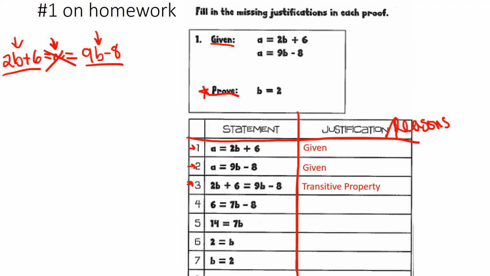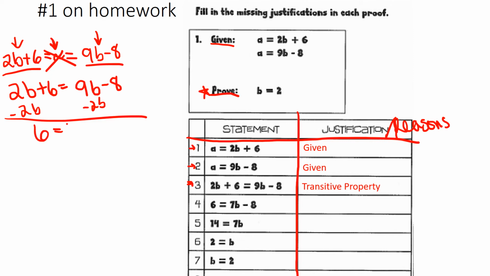Then in our next step, they did 6 is equal to 7b minus 8. So we are now at 2b plus 6 is equal to 9b minus 8. Well, it looks like they subtracted 2b from both sides, so they got 6 alone, and they had a 7b minus 8. So I'm going to call that the subtraction property. And then they got the b's alone on the right side, so they must have added 8 to get that 14 on the left-hand side.